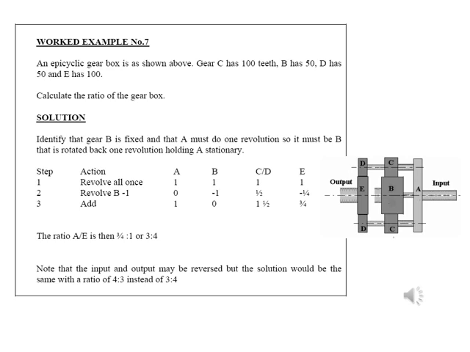So it should be negative. So add all those columns so that you can get the ratio of gear A towards E should be 3 to 4. Okay. So the input and output may be reversed, but the solution would be the same, a ratio of 4 to 3 instead of 3 to 4. Okay, so this is an example.